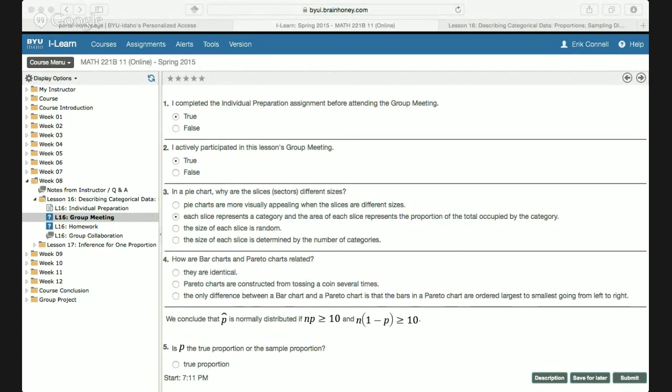Pie charts are more visually appealing when the slices are different sizes. Each slice represents a category. The area of each slice represents the proportion of the total occupied by the category.